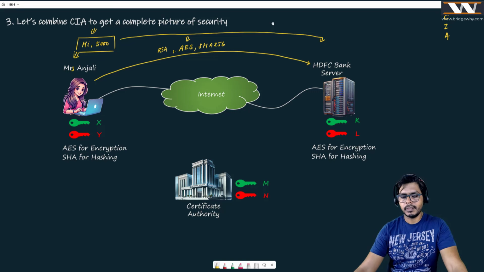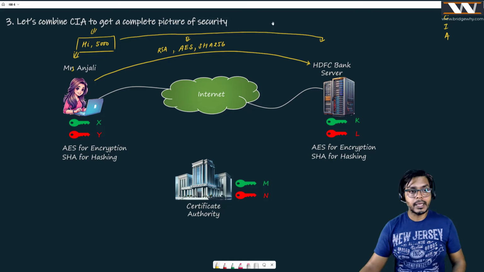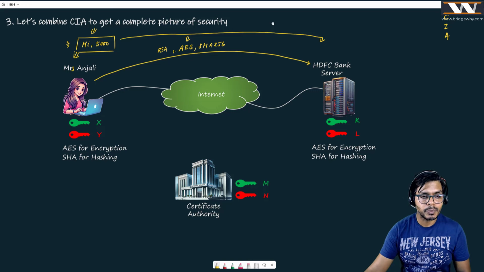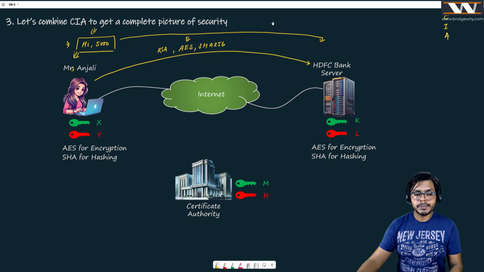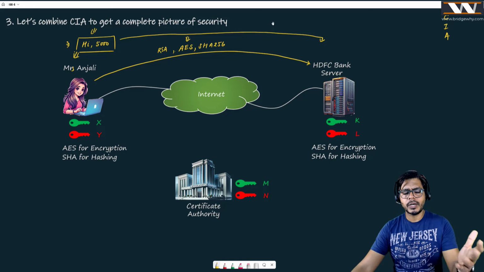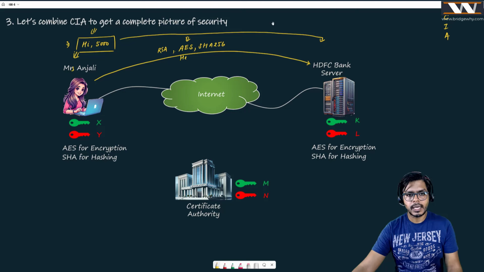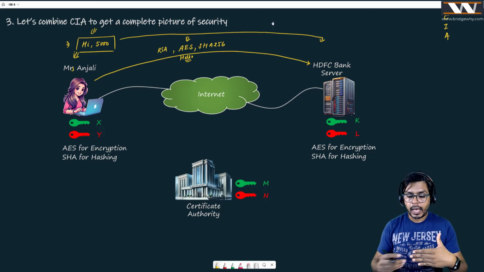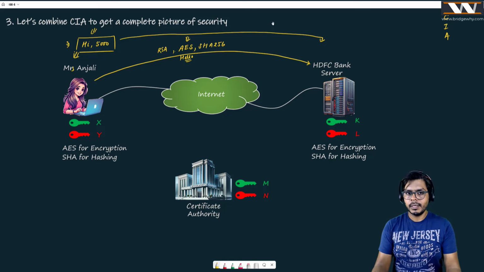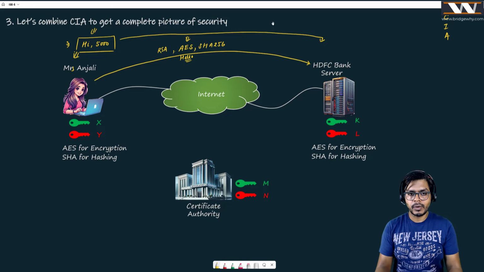Really, really interesting. At the end of the day, I cannot send, hi, I want to do a 5,000 rupees transaction, in plain text, because that is the whole sole purpose we are reading it, right? And this message, by the way, in somewhat formal terms, is known as hello. Anjali is saying hello to the HDFC Bank server. She's saying, I would like to send you a message with an encryption algorithm known as AES.